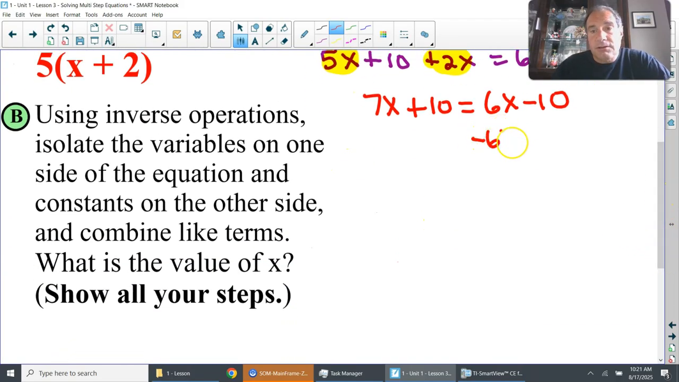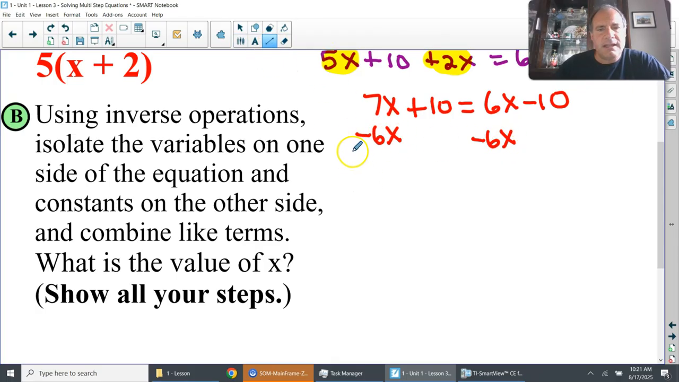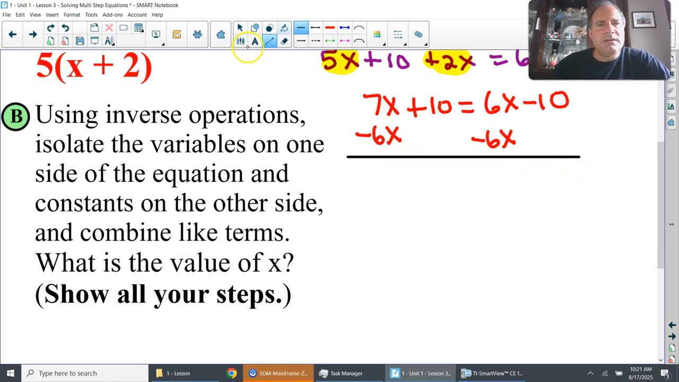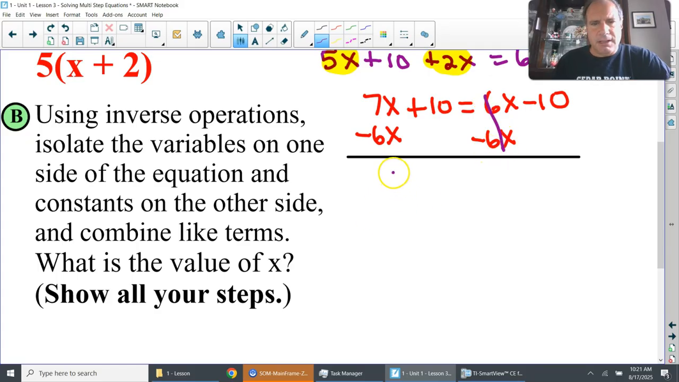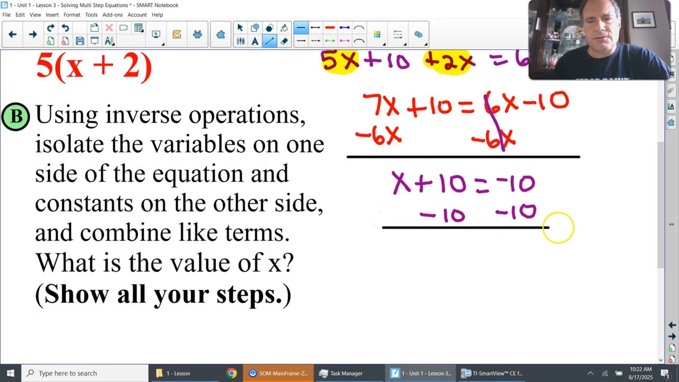Then you would just get the smaller x over to the larger x, just like that. Inverse operations. This would cancel. You get x, that's 1x, plus 10 equals negative 10. You don't have to put the 1 in front of that x, it's understood. So you subtract 10 on both sides, just like that. This cancels, and then you get x equals negative 20.